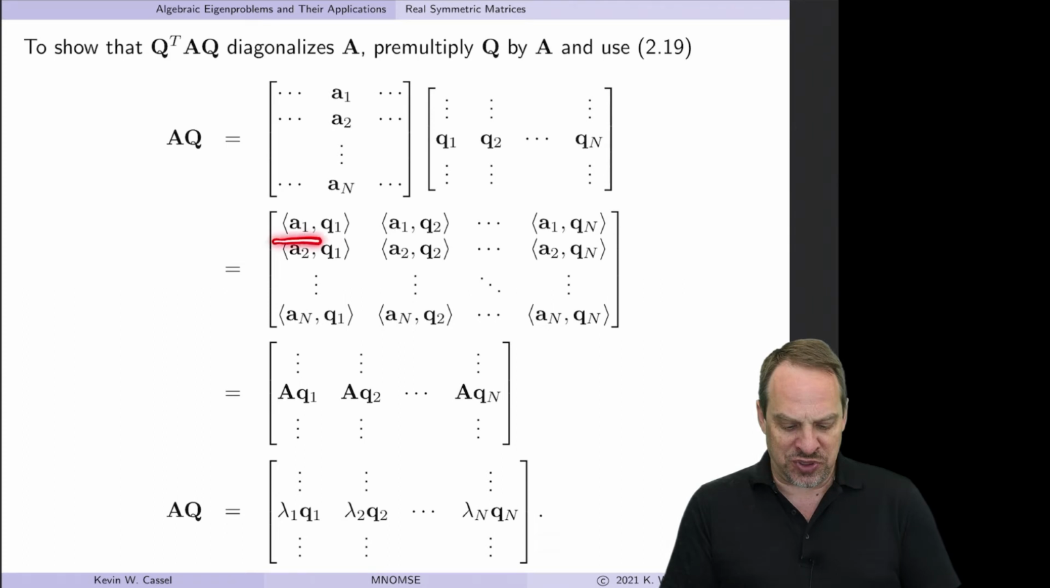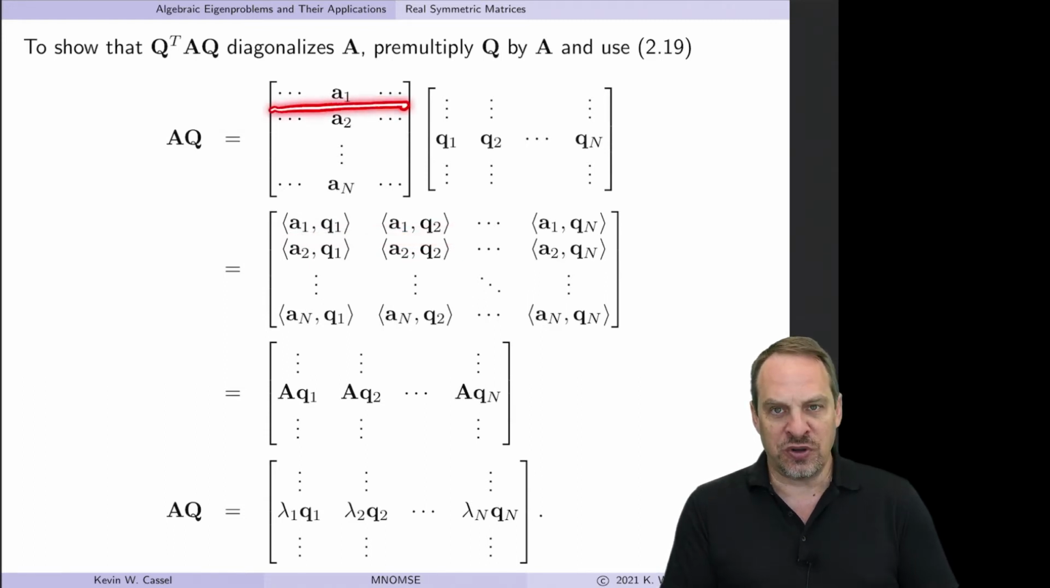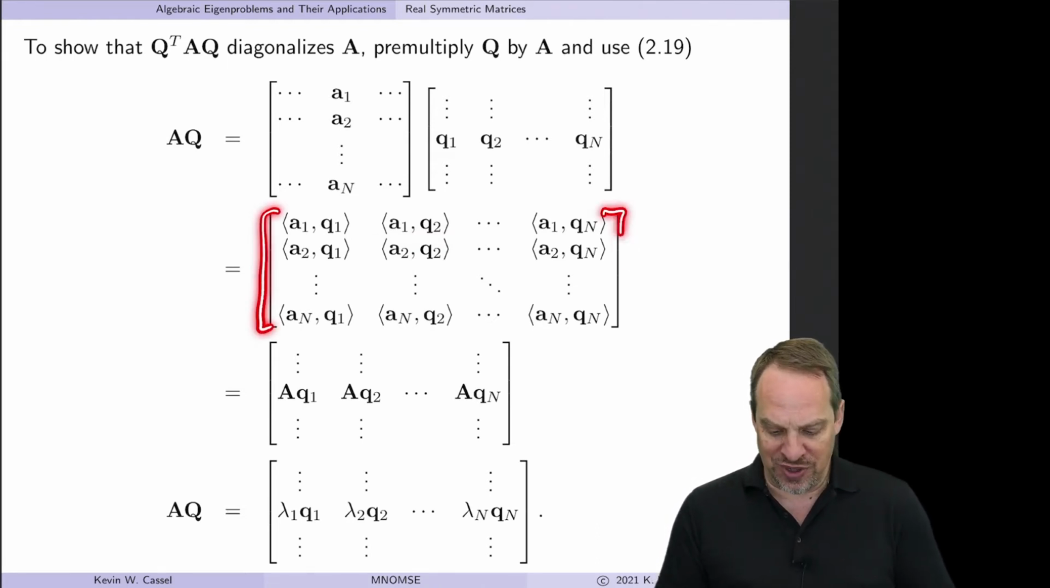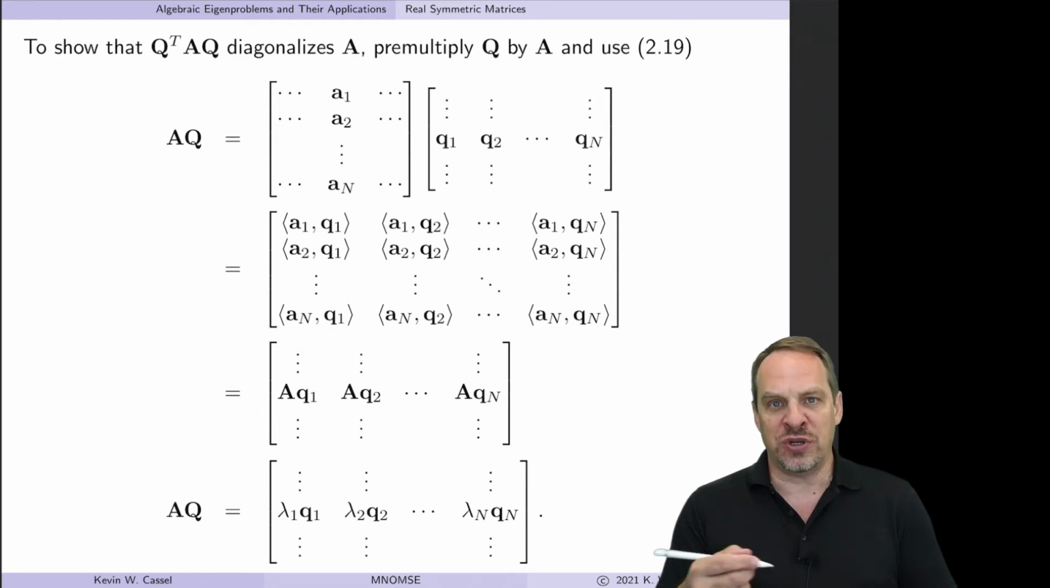So in the 1, 1 position of the product, I take the first row, inner product with the first column. So that's inner product of a1 with Q1. In the 1, 2 slot, we have the first row of the first and the second column of the second, inner product of a1 with Q2. Continue that all the way through all those inner products to fill up the matrix product that we have here. Now if we look at this closely, look at this first column. The first column is inner product of a1 with Q1, a2 with Q1, a3 with Q1. So that's just the vector A times Q1.